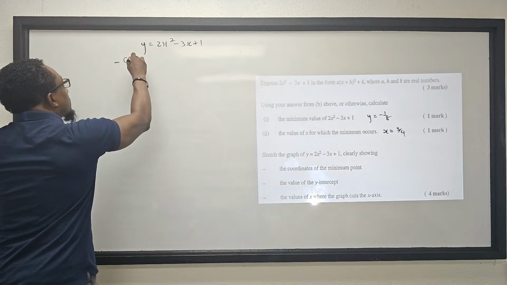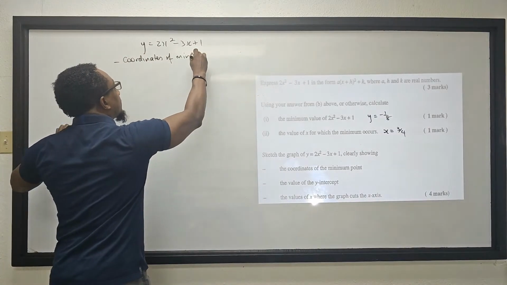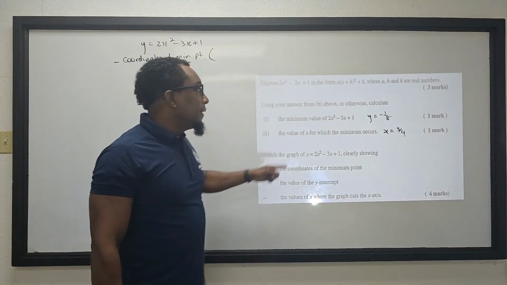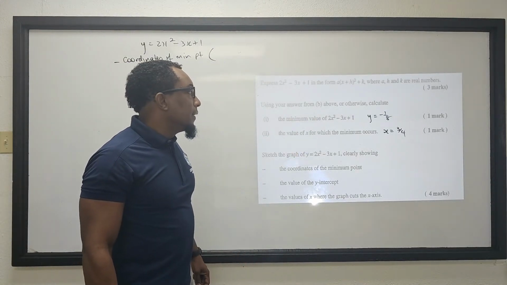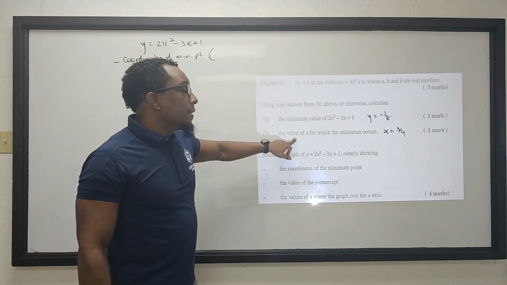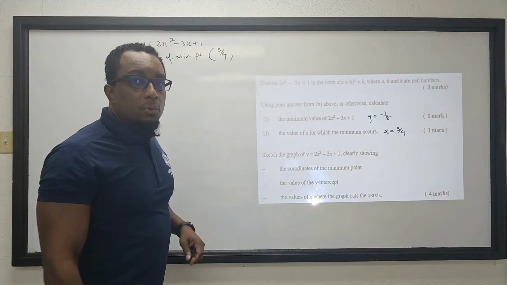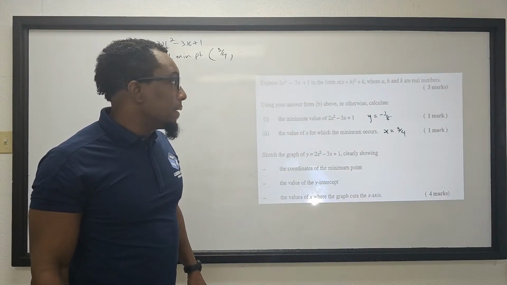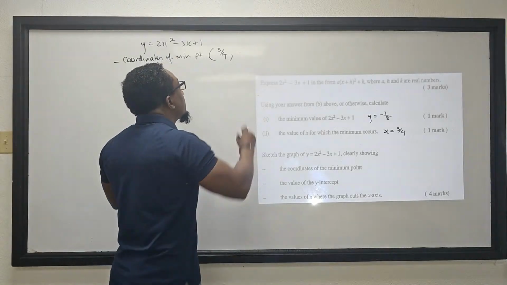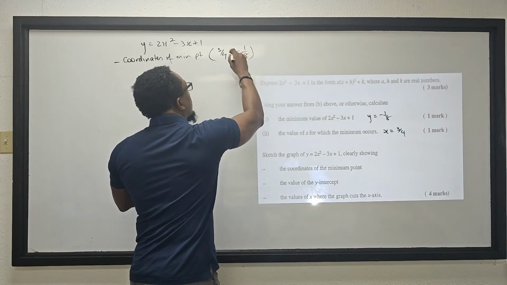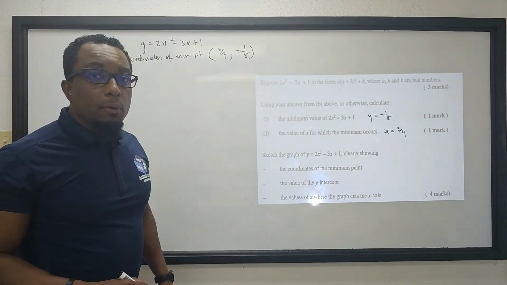So the coordinates of the minimum point will be what we got in parts 1 and 2 previously. The x value of the minimum point will be 3/4. That's the x coordinate of the turning point, the minimum point, and the y coordinate, which is the minimum value, is negative 1/8. So we have the coordinates of our minimum point.